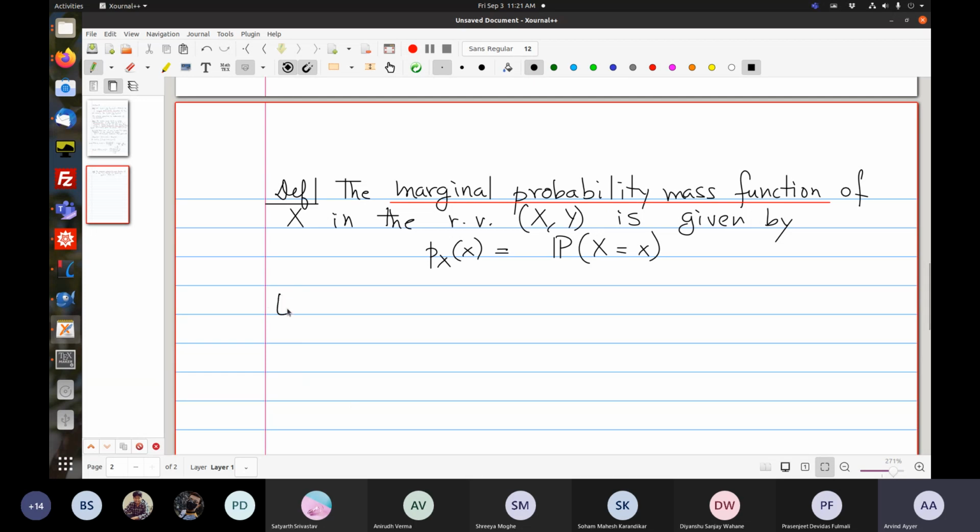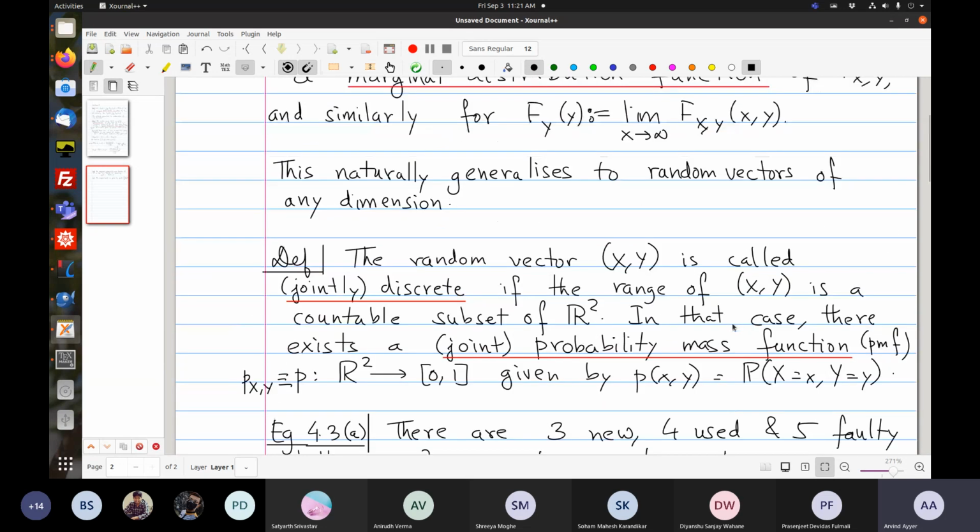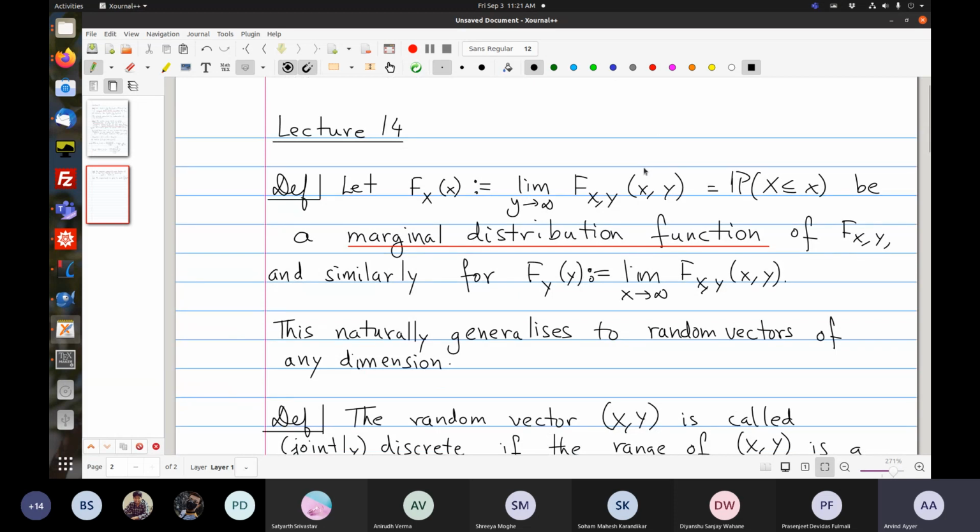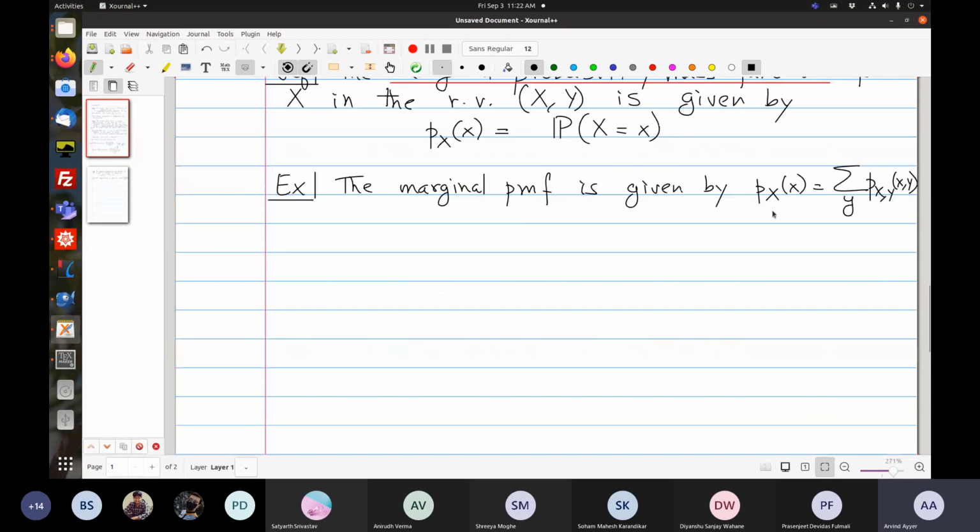So here is an exercise for you. The marginal PMF is given by p_X of x is the sum over all y of p_XY. Right? So just like we take the limit here to get the marginal distribution, marginal CDF, cumulative here in parentheses, just like that, you sum over all y. Okay, so this I leave it for you as an exercise.